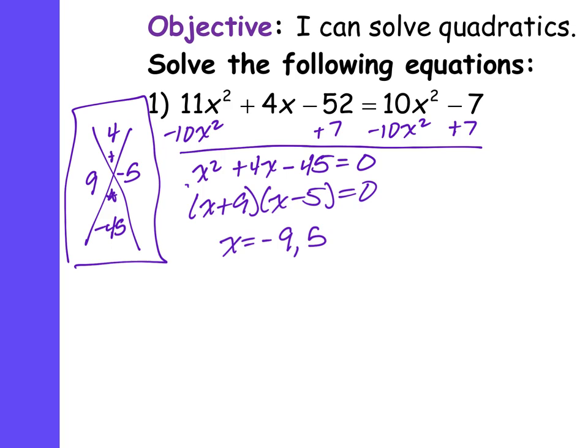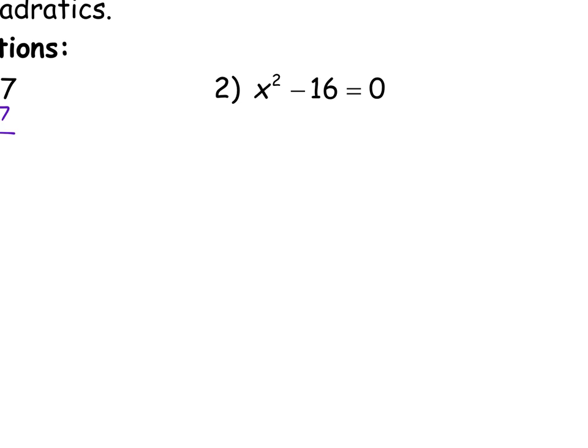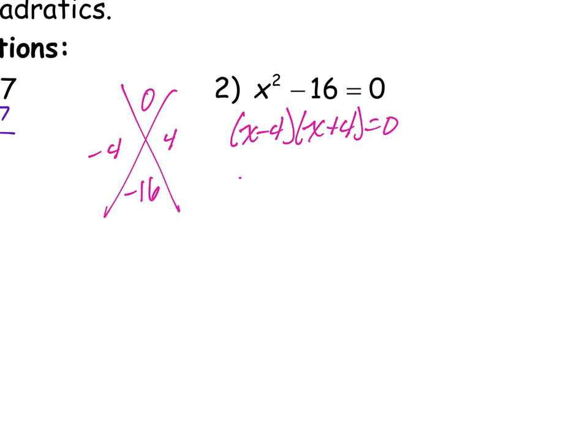Okay, number 2. I can factor this. This one I can factor also, because I can say what multiplies to be negative 16 and adds to be 0. There's no x term, so that's 0. What multiplies to be negative 16 and adds to be 0? Negative 4 and 4. So it factors to x minus 4 times x plus 4 equals 0, which gives me x equals 4 and negative 4.